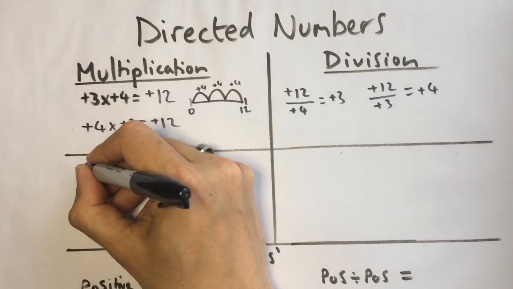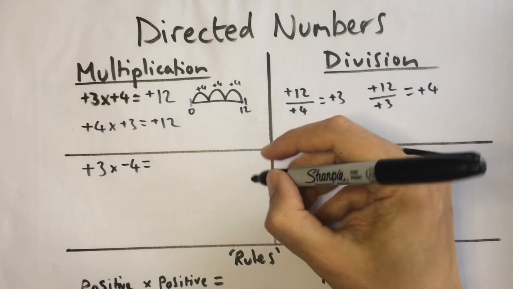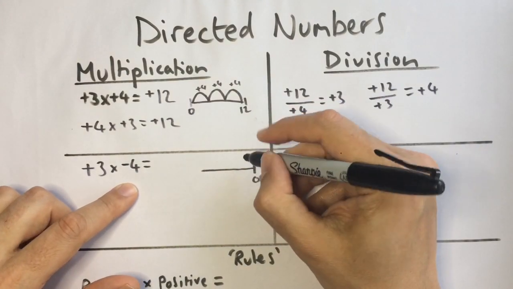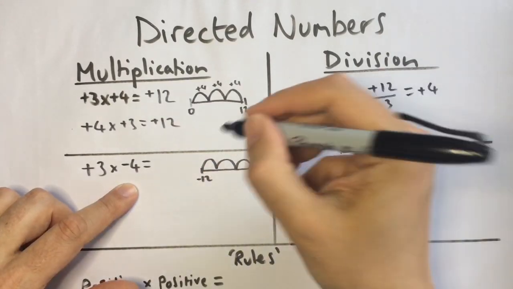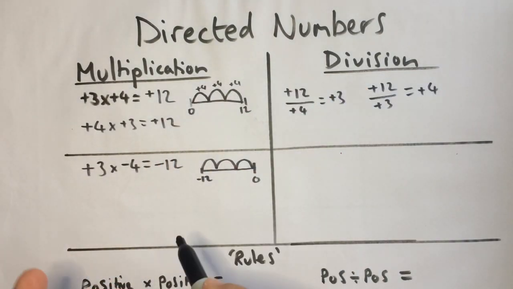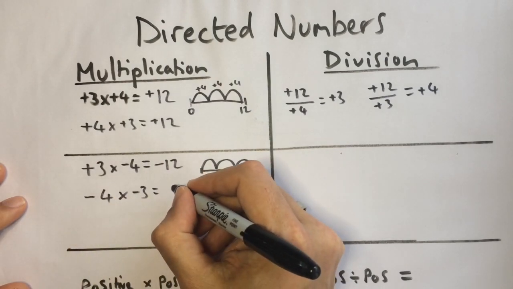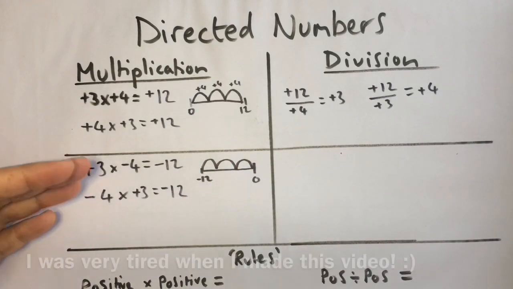So now we'll look at a positive 3 times a negative 4. Similar idea, but this time I'm going this way on the number line, because I've got 3 lots of negative 4. I'm going down by 4 each time. So I've got negative 4, negative 8, negative 12. So negative 12. And again, commutative things work. So here we've got negative 4 times positive 3 equals negative 12. So we've got that idea there.